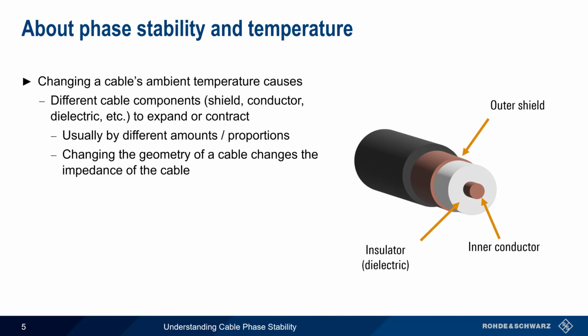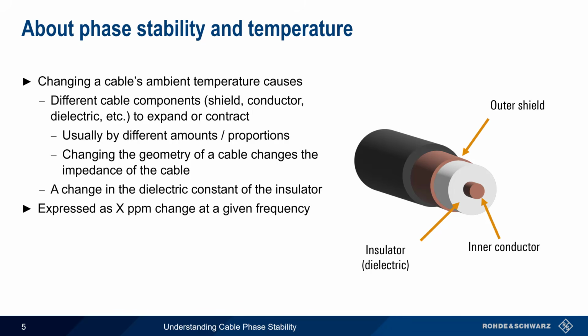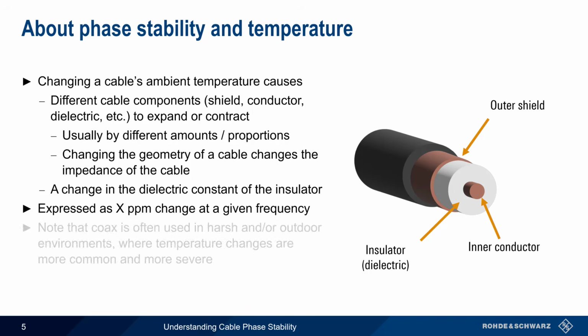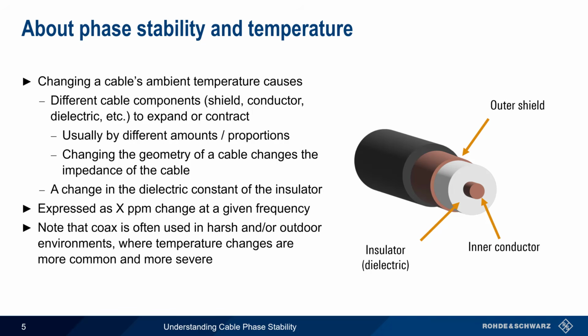In addition to changing the cable's physical dimensions, temperature changes can also change the dielectric constant of the insulating material itself, and this can have a significant impact on the cable's properties. Phase changes caused by temperature are often expressed or graphed as a change in parts per million as a function of frequency. Remember, too, that coaxial cables are often used in harsh and/or outdoor environments, where large changes in temperature may be both more common and more severe compared to an indoor or lab environment.